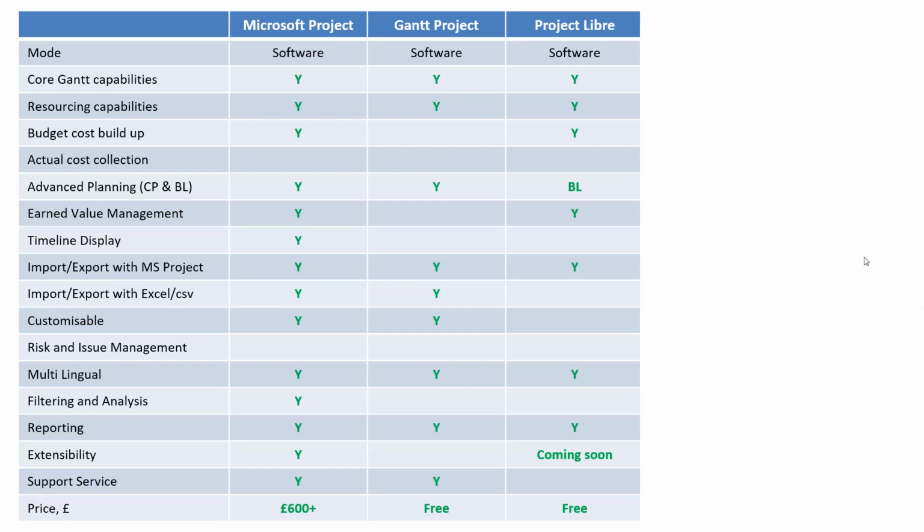So it offers, of course, all the core things, Gantt charts, resourcing. Again, it doesn't do the full range of resourcing applications or weightings that Microsoft Project does. It does have a better cost build-up model, though. Again, no actual cost collection. In terms of the advanced facilities, it doesn't offer critical path, but it does offer baselining. And it has earned value management. So we're starting to see some distinction in terms of which way they've taken their community developments.